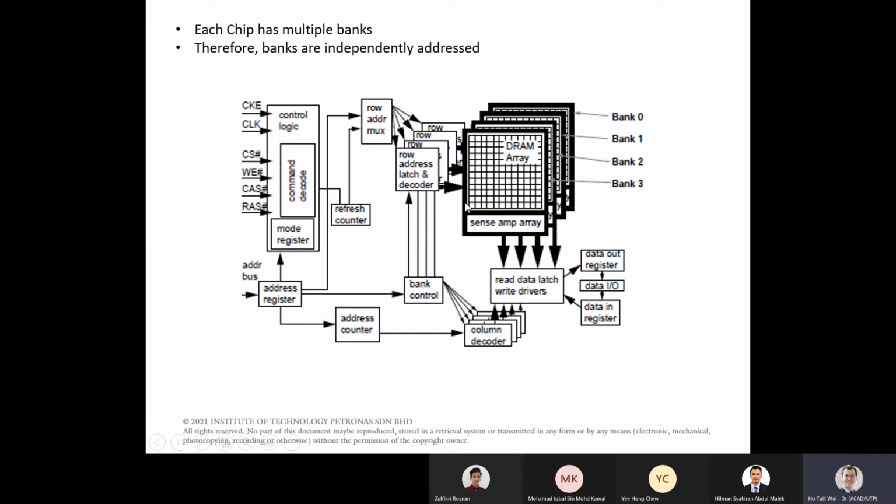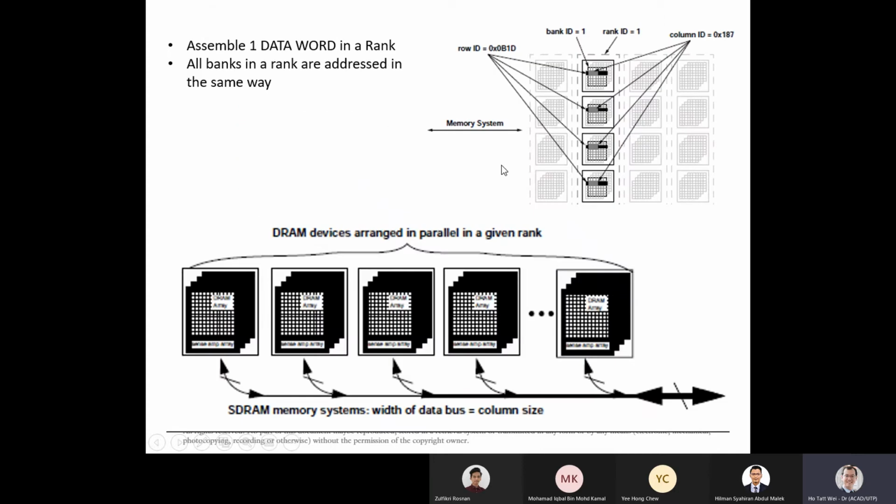That's why we need the banks to be independently addressed. That's why the banks will have a row address latch, because it needs to remember, right? If bank 0 is already fetching something, and then a new address comes in, it shouldn't corrupt bank 0. You should remember the previous address and only send the new one to bank 1 and things like that. Okay, right? So this is the bank architecture.